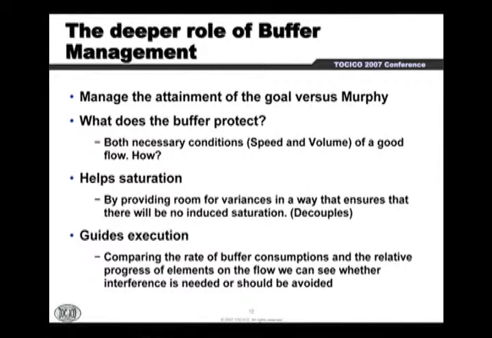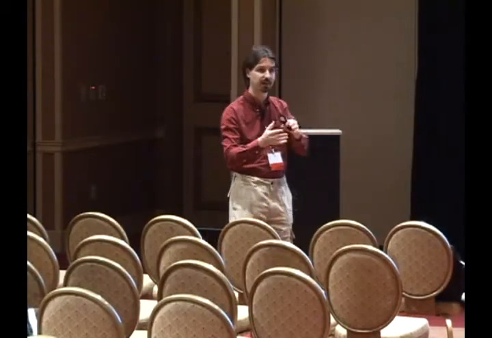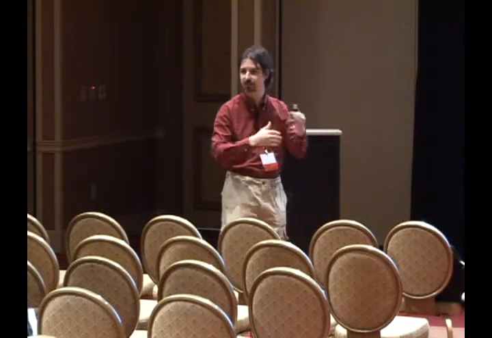And then comes the guidance of execution. If you compare the rate of buffer consumption and the relative progress of elements in the flow, which, if you like, is very well illustrated by the CCPM graph, the amount of critical chain completed and the amount of buffer penetration we have, if you just analyze this ratio, you're going to see if the flow is progressing well or becoming more clogged or less clogged as time goes by.